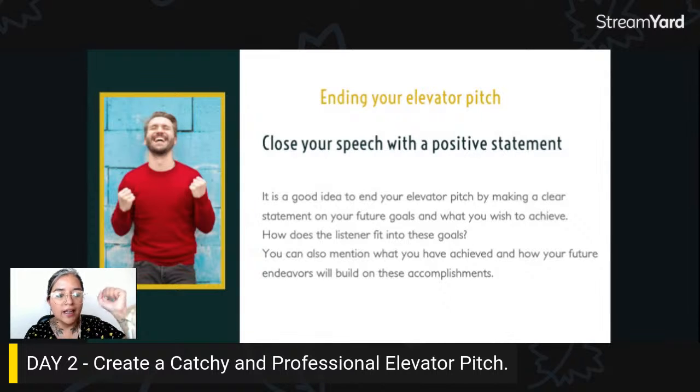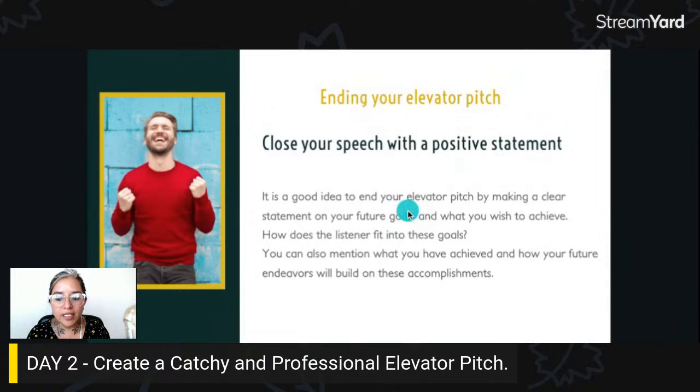Now, the last part, and this is one of the most important, believe it or not. Okay, ending your elevator pitch. Can you read that? I hope you can read it. So you have to close your speech with a positive statement. No matter what the conversation is, no matter who the person is, no matter what your professional, emotional, personal situation is, you have to finish the elevator with a positive statement, you know?